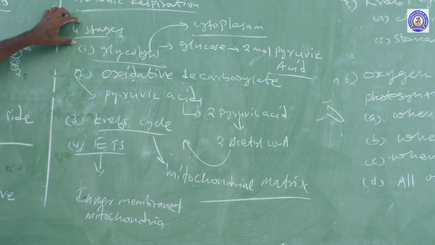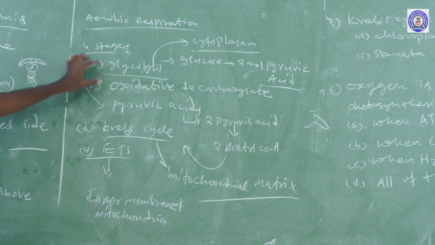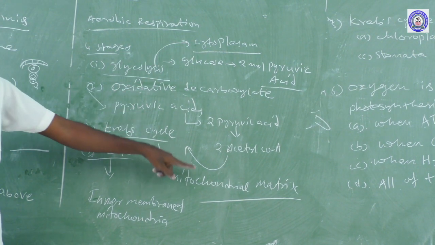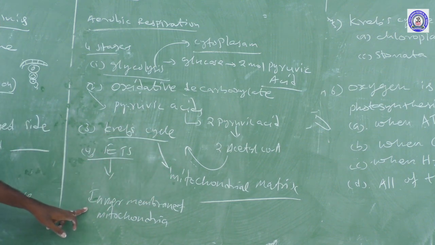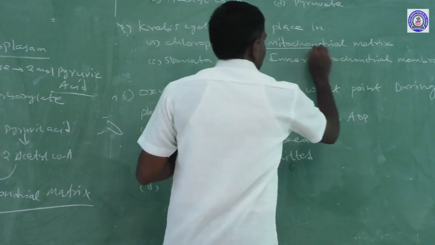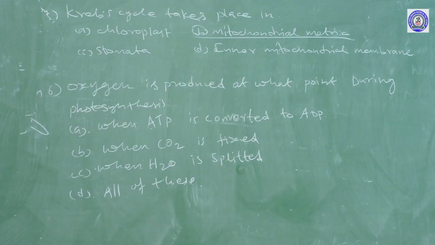Aerobic respiration has 4 stages: glycolysis, oxidative decarboxylation of pyruvic acid, Krebs cycle, and electron transport system. Glycolysis occurs in the cytoplasm, oxidative decarboxylation of pyruvic acid and the Krebs cycle occur in the mitochondrial matrix, and the electron transport system occurs in the inner membrane of the mitochondria. So which one is the answer? The Krebs cycle takes place only in the mitochondrial matrix. That is the correct answer.